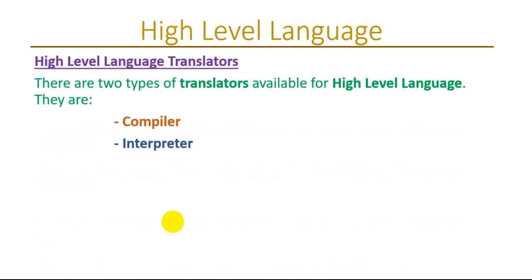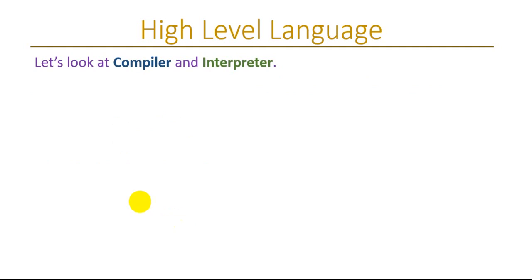Why are we having a compiler and an interpreter? These are two different ways of translating, okay? The compiler does the translation in a certain way, and the interpreter does the translation in a certain way. So let's see how these two work. If you show an image, a graphical representation of this, it will be much easier to understand. So let's look at compiler and interpreter and see how they differ.